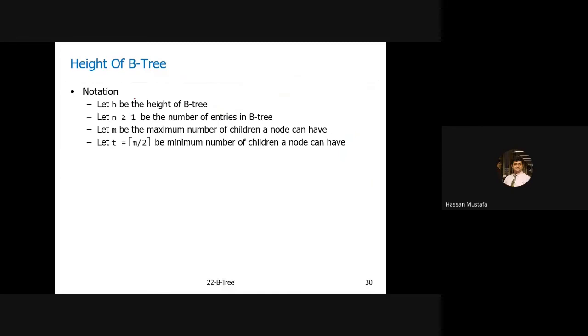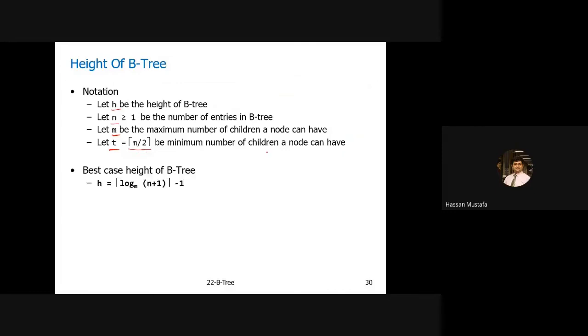For the height of a B tree, if we denote it with the letter h, and we say that n is the number of values in the B tree, so the total size of the data set is n, and we want to determine the height of the B tree, and m is the order of the B tree, that is the maximum number of branches that a node in the tree can have. And let's say t is another variable that represents the value m by 2, which is the minimum number of children of a node.